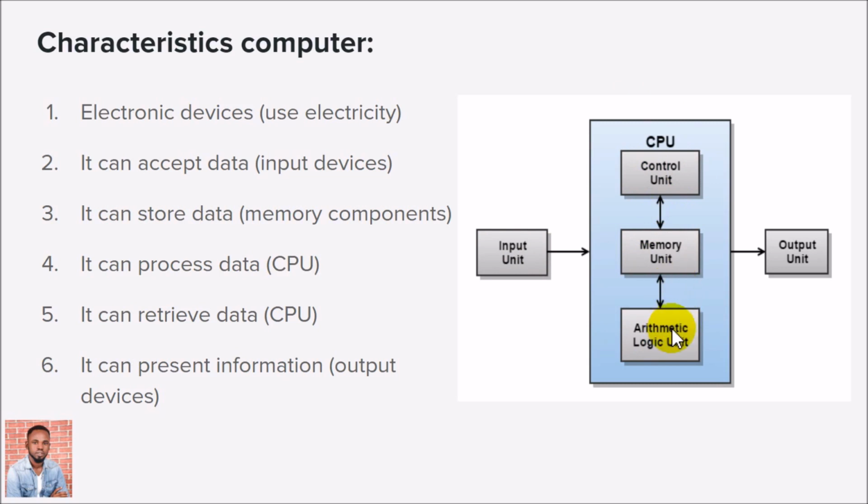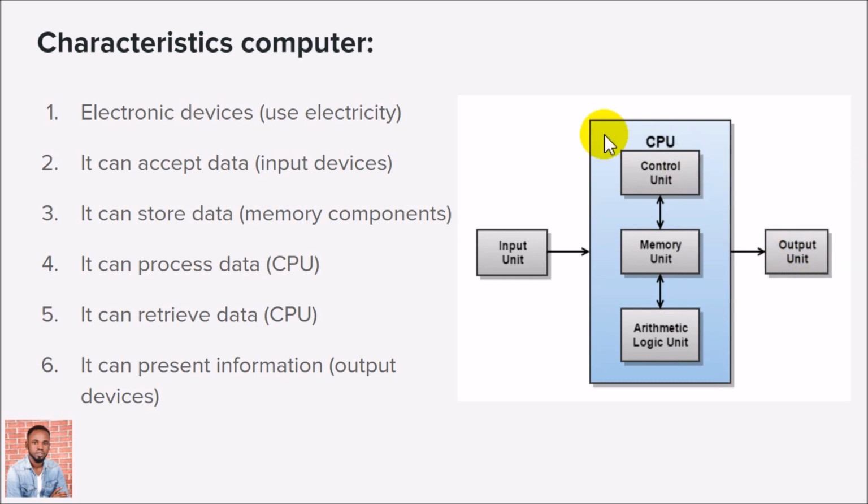Once the arithmetic and logic unit finishes working on it, it controls it back to the memory. Then from the memory, it can say, okay, this data is ready for the user or for output. Then it also controls it and sends it back out to the output unit, which is where you now receive the information.